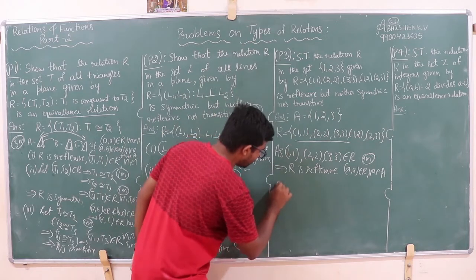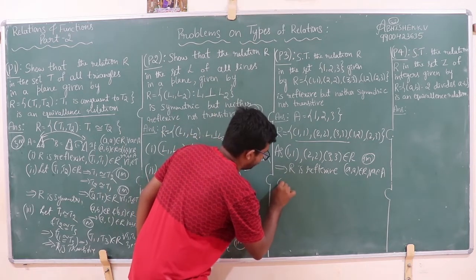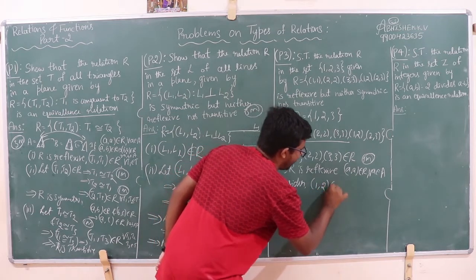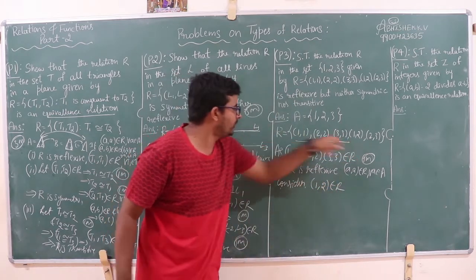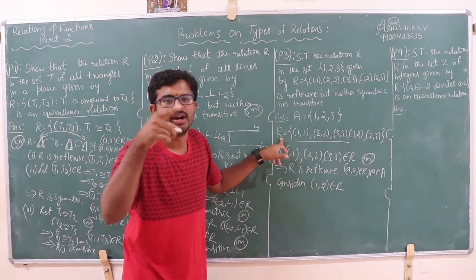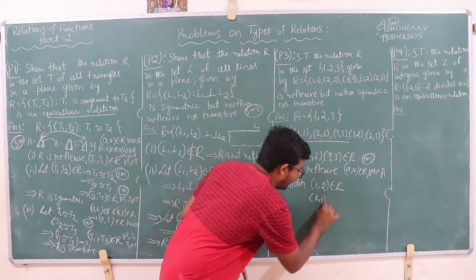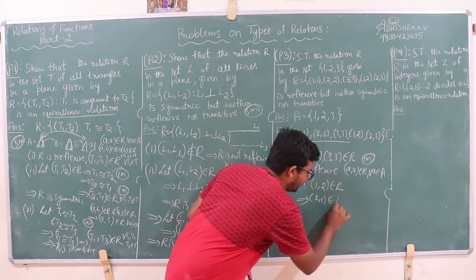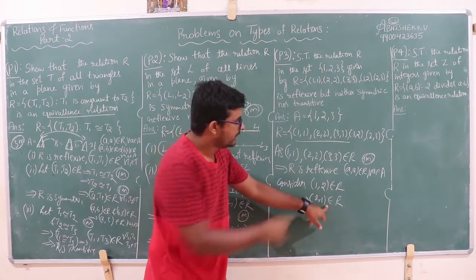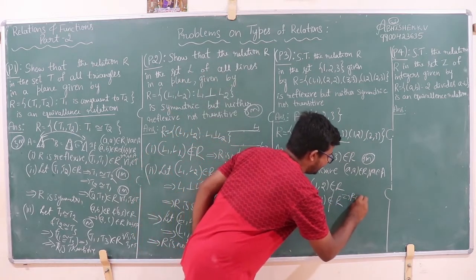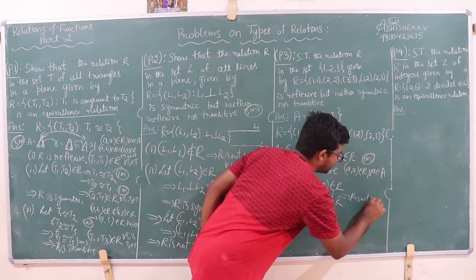Consider (1, 2) belongs to the relation R. Yes, (1, 2) belongs to the relation R. To prove symmetric, we need (2, 1) also. This implies that (2, 1) also belongs to the relation R. But here (2, 1) does not belong to the relation R. This implies R is not symmetric.